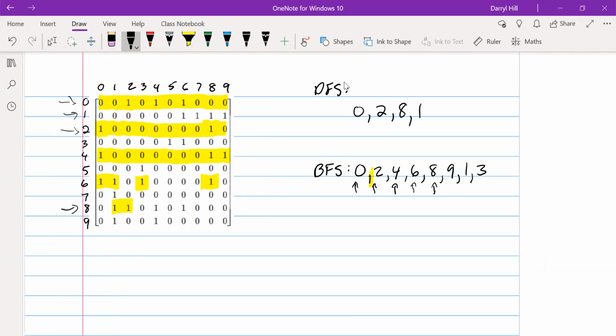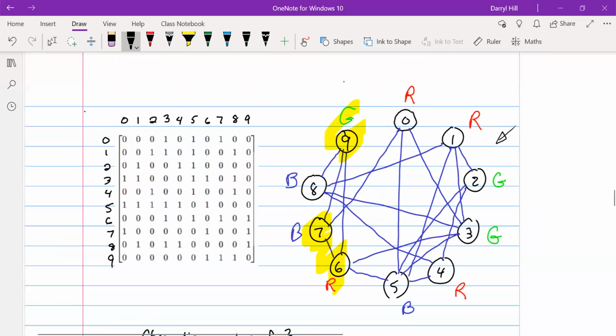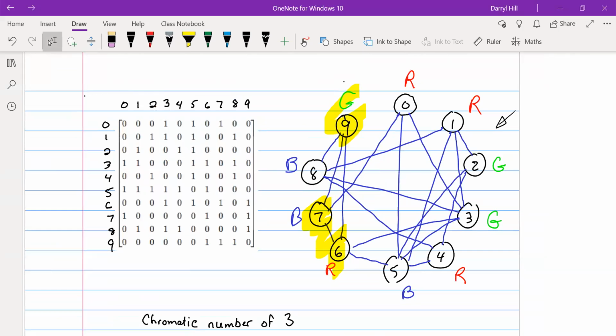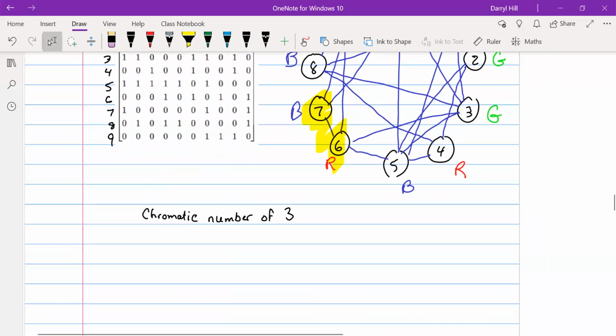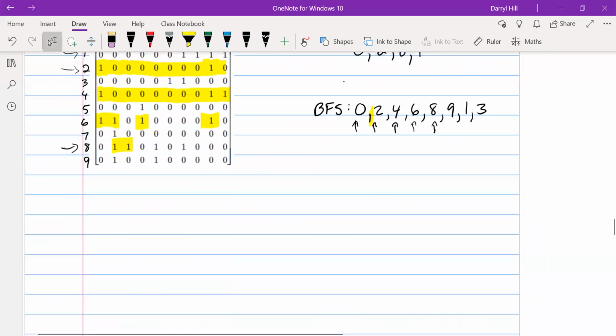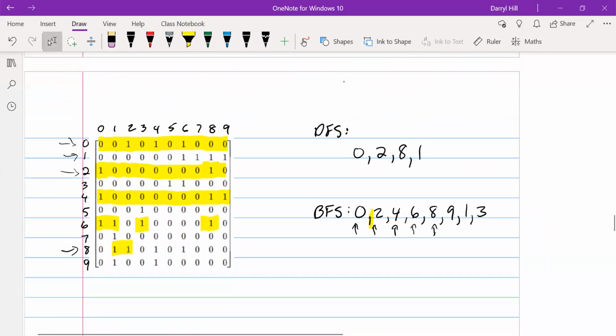But again, if this feels confusing, then just draw your graph out and then do your search and make sure you mark the vertices that you've already been to and mark which edges you take, because you might be asked something about the spanning tree that's been generated. Okay.